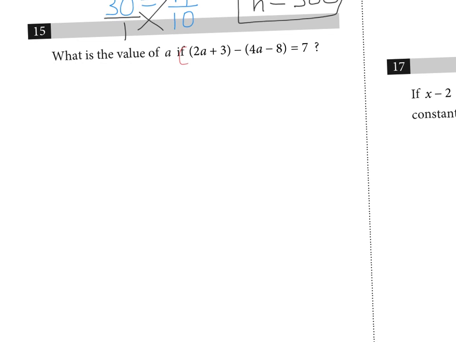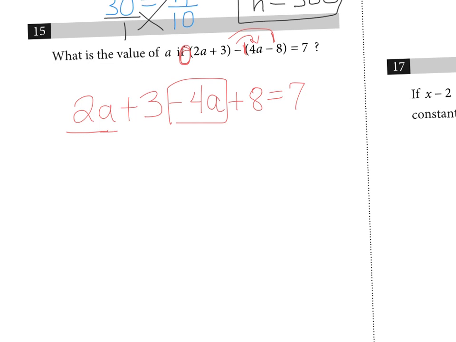There's nothing in front of the parentheses here, so I can just take this stuff out of the parentheses: 2a plus 3. But on the second set of parentheses, this is like a -1. So -1 times 4a is -4a. -1 times -8 is +8. There you go. And then we combine the like terms. So 2a and -4a. When you combine them, -2a.